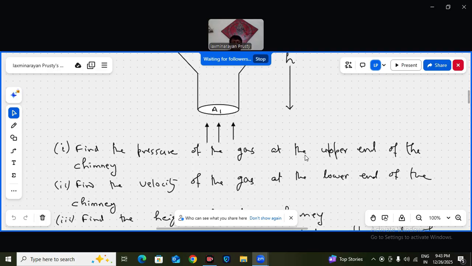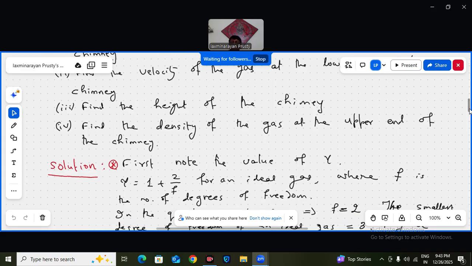Find the pressure of the gas at the upper end of the chimney. Find the velocity of the gas at the lower end of the chimney. Find the height of the chimney. Find the density of the gas at the upper end of the chimney.